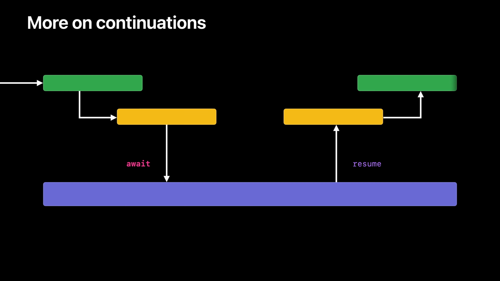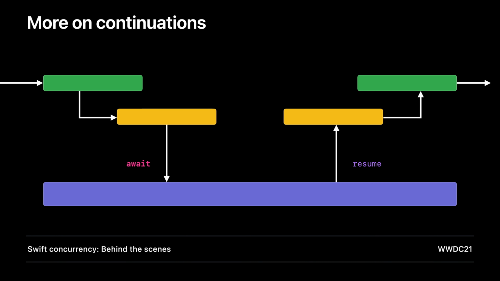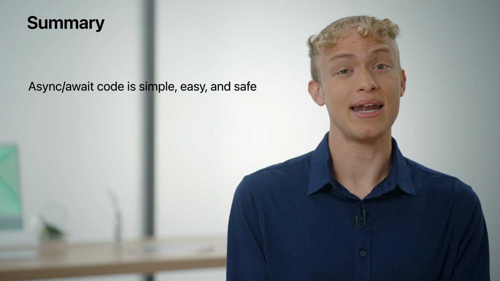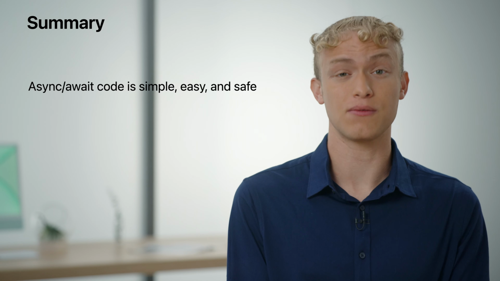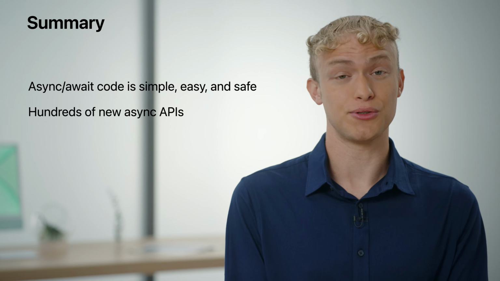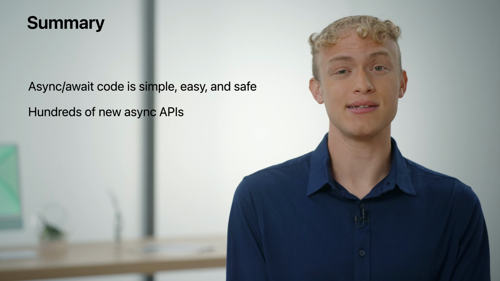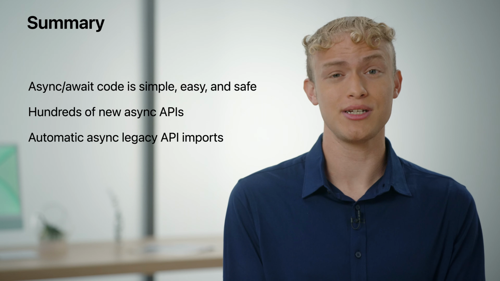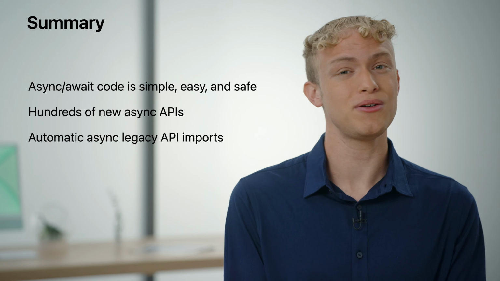To learn more about the lower-level details of Swift concurrency, including continuations, see the Swift Concurrency Behind the Scenes session. This has been a whirlwind tour of async await in Swift. We've shown you just how the async and await keywords work at runtime, and how you can adopt them in your applications and frameworks. To get you started, we gave you a sampling of the async APIs available in the SDK, and showed you how to bridge your existing code from the synchronous world to the async world.